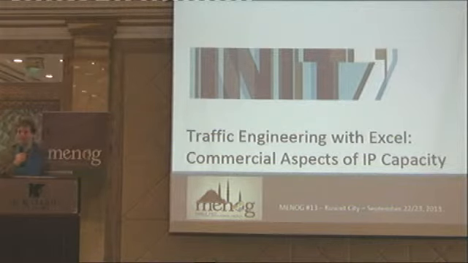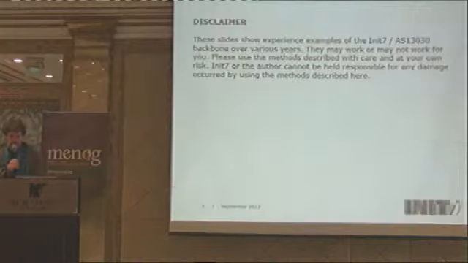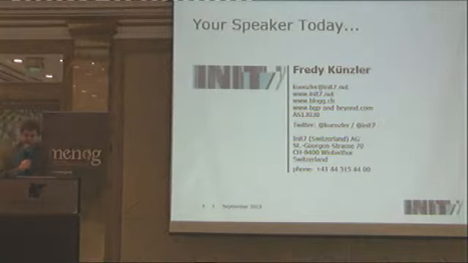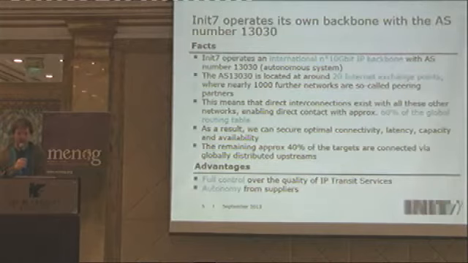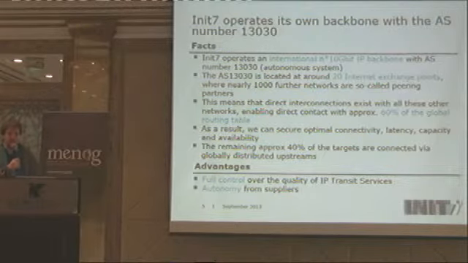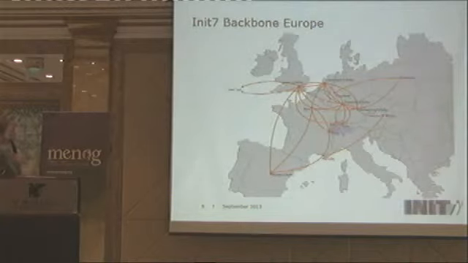But I'm not going to talk about more specifics and BGP communities and prepending and all that. So it's a pure Excel sheet we're going to present here in this presentation. And I hope this attracts your interest. Disclaimer, that's me, contact information, and a few words about INIT7. We operate the backbone, AS13030. I'm going to skip that because I was told to be quick. So you have an idea where we're operating.